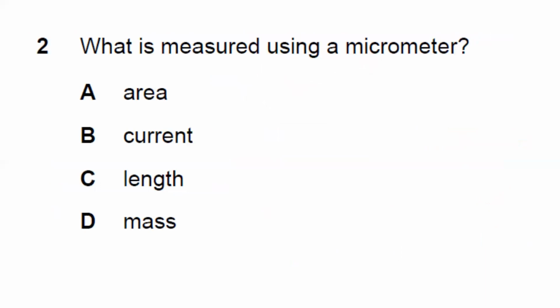Next question. Question number 2, it says what is measured using a micrometer? So a micrometer is used to measure length. Area, no. Current, an ammeter is used to measure current. Length, yes. Mass, no. So answer C is the right answer.